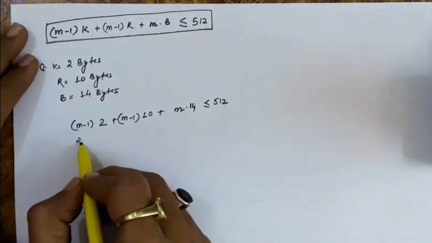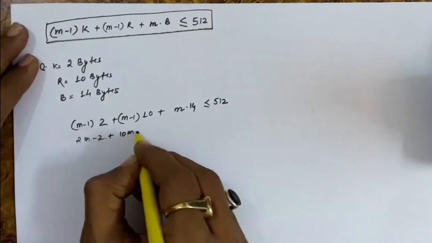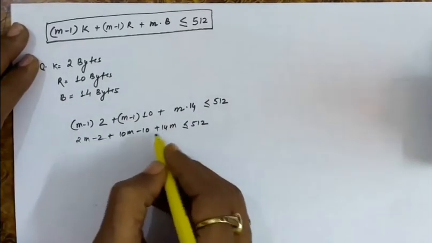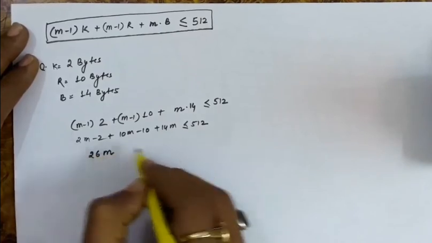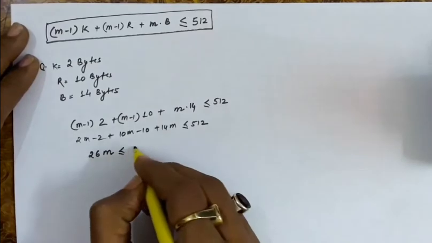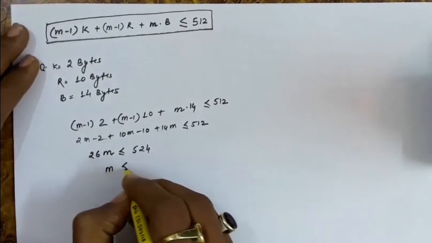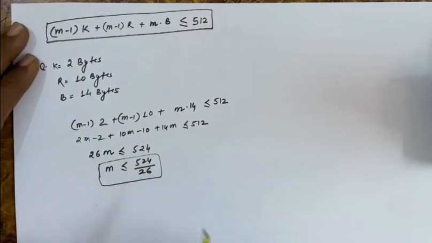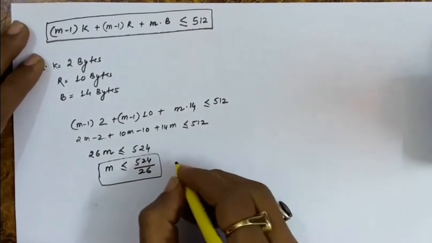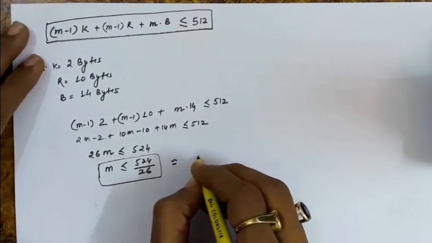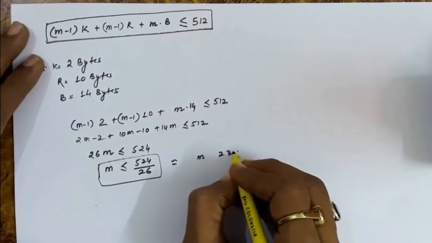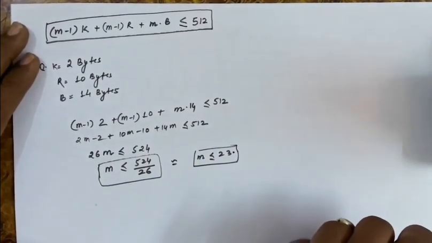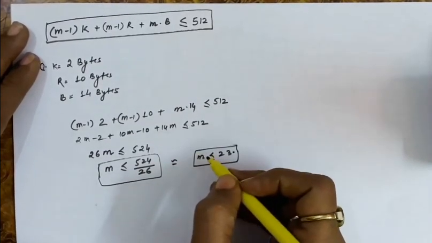Let's solve it. 2m minus 2 plus 10m minus 10 plus 14m is less than or equal to 512 bytes. So 14 plus 10 is 24, plus 2 is 26m, which is less than or equal to 524. M is less than or equal to 524 divided by 26, which is approximately 23 point something. So m is less than or equal to 23 point something, and obviously you will take m as 23 or less. So this is how you compute the BTree order. Thank you.